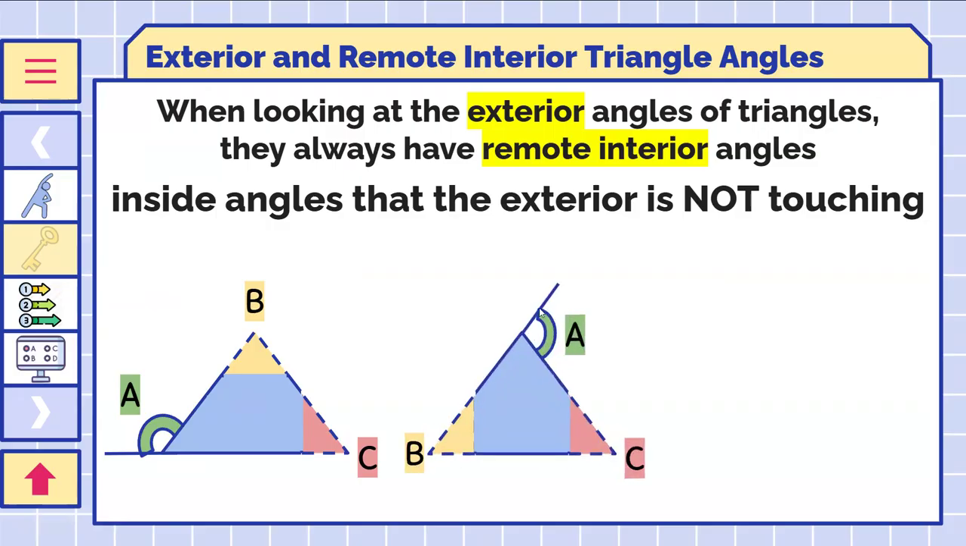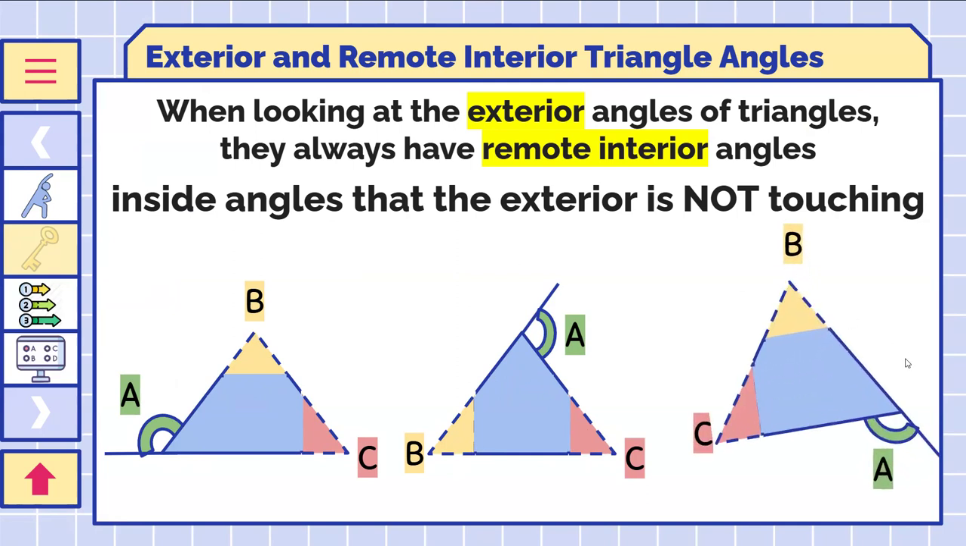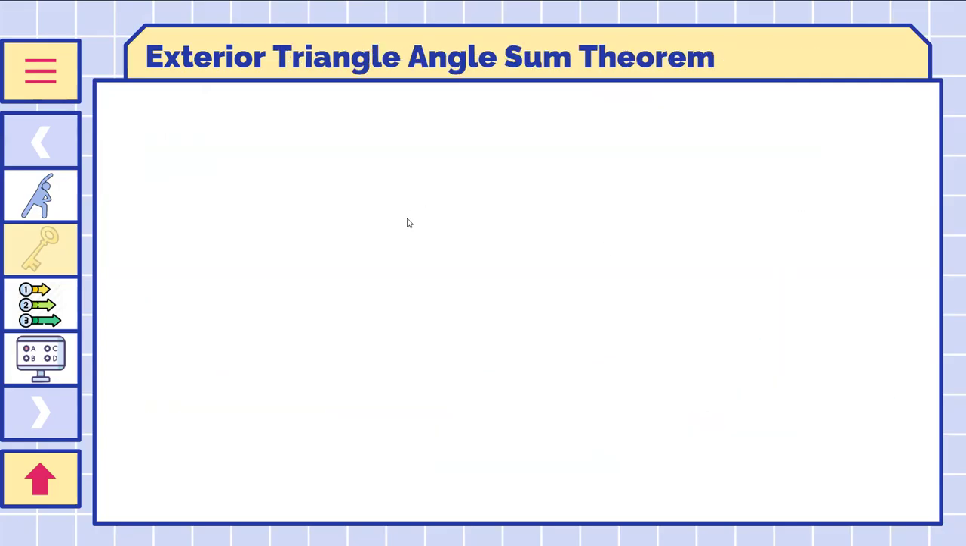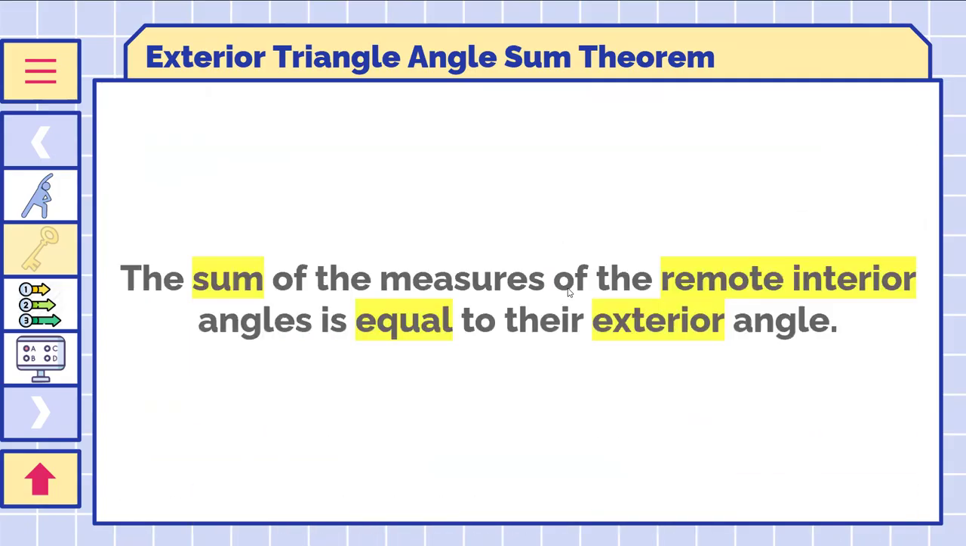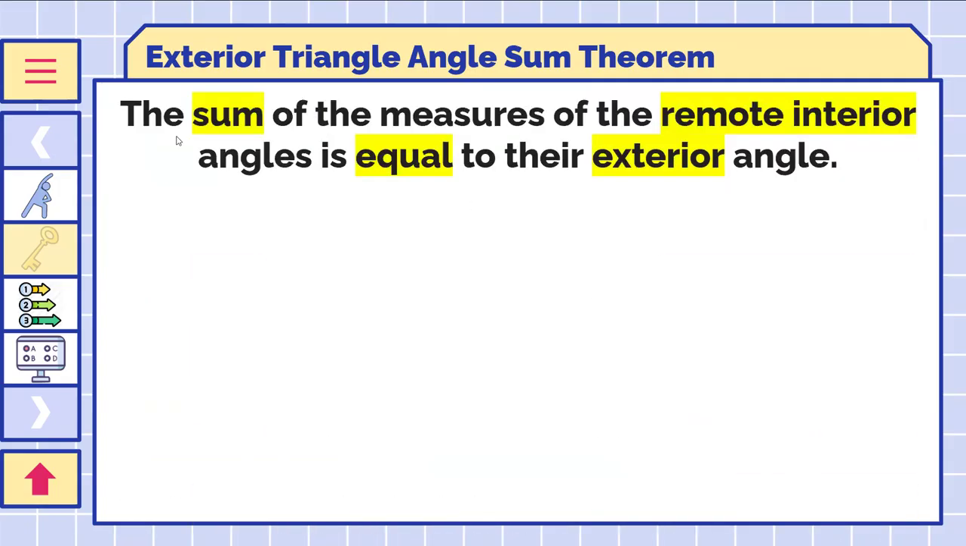Here's another example. Now it's on the top, so it's actually the two bottom ones that are the remote interior. Here's another one. So we have A over here, meaning if this is our exterior angle, the remote interiors are on the opposite side. Just some important vocab. Now we're going to talk about what happened in the warm-up. It isn't actually a coincidence. It just so happens that the sum of the measures of the remote interior angles is equal to their exterior angle.